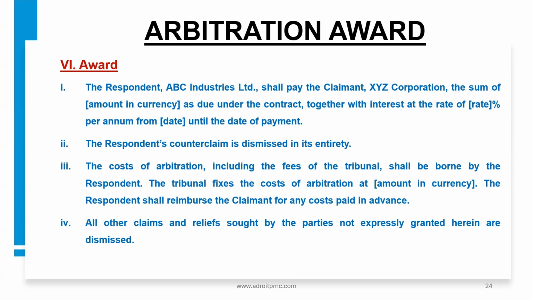And the cost of arbitration, the claimant could have claimed the cost of arbitration. So that is answered: the cost, including the fee of the tribunal, shall be borne by the respondent. The tribunal fixes the cost of so on. So the arbitrator's fee and other reimbursable costs, he has allowed in favor of the claimant here. So all other claims and relief sought by the parties not expressly granted herein are dismissed.